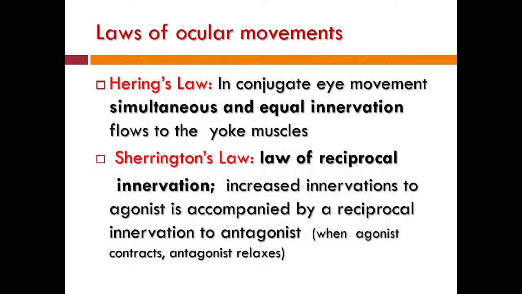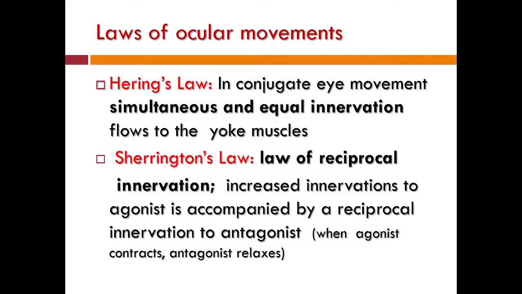So, this movement is possible. Okay. So, antagonist receives inhibitory impulses simultaneously, which is called the law of reciprocal innervation, meaning increased innervation to the agonist is accompanied by reciprocal innervation, meaning inhibitory impulses, to the antagonist. So, when the agonist contracts, the antagonist has to relax, then only this movement is possible.